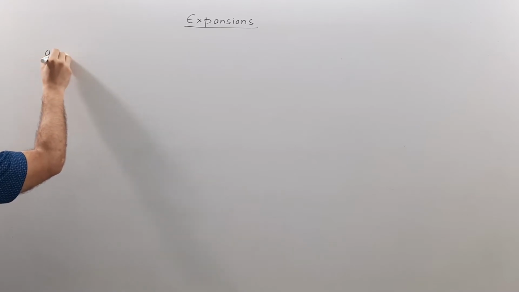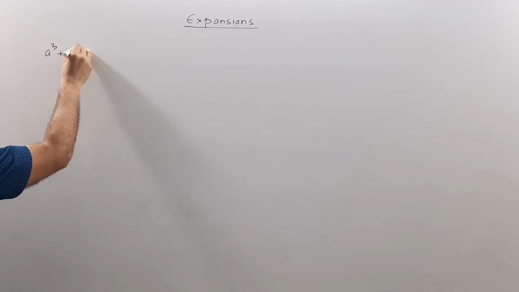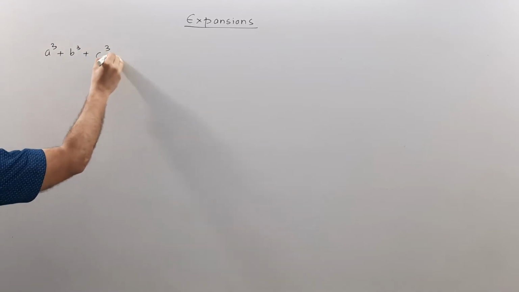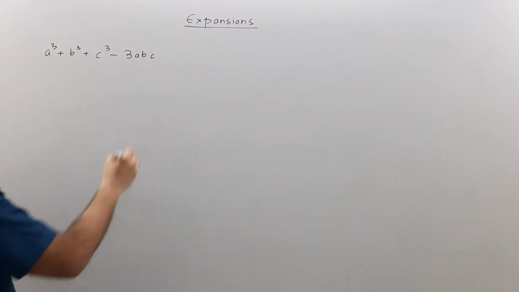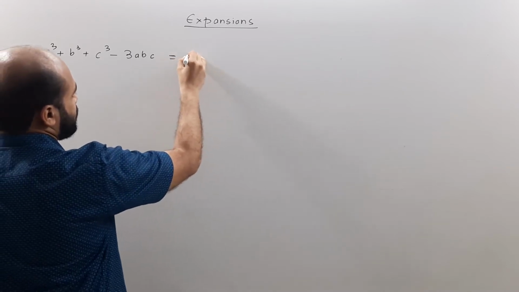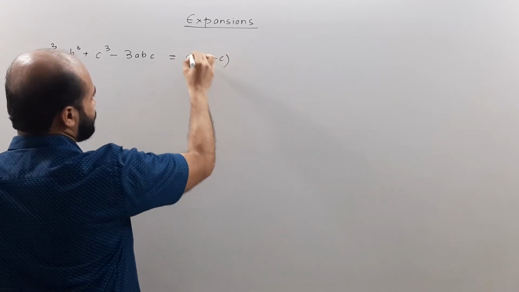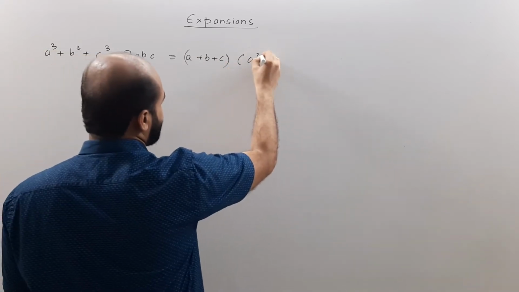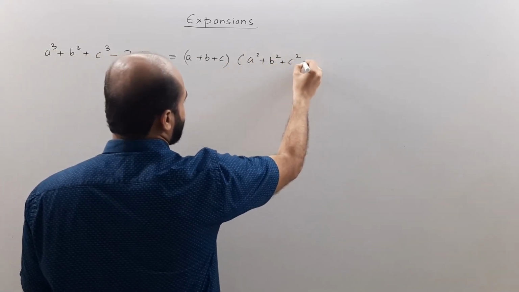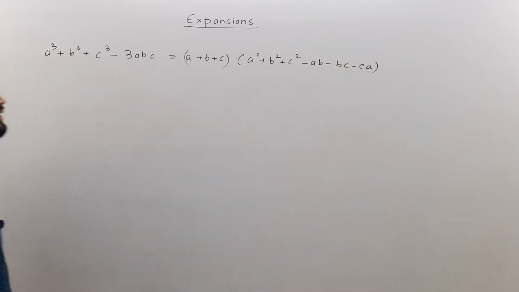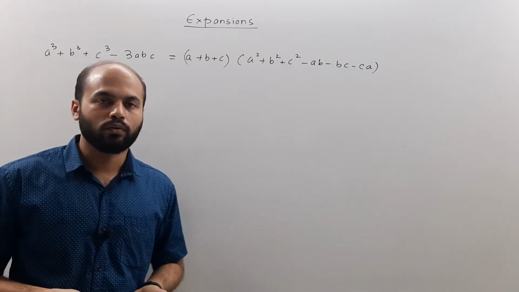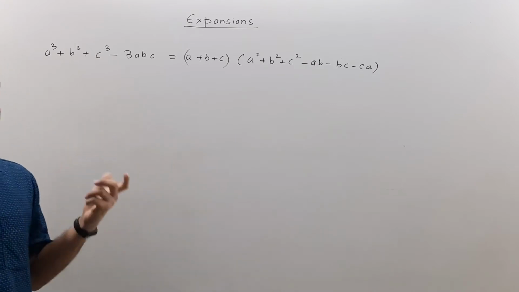Let's see the other 2 expansions. Let's say we have a³ + b³ + c³ − 3abc. This expression can also be written as (a+b+c)(a² + b² + c² − ab − bc − ca). This is something you might not have learned till now, but this is what you have to remember.